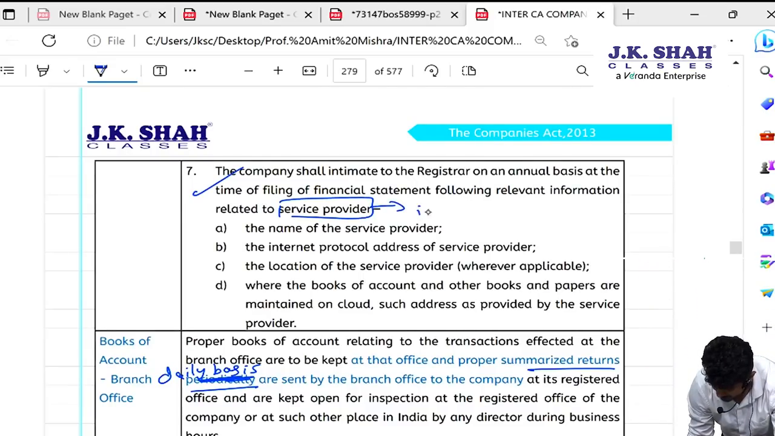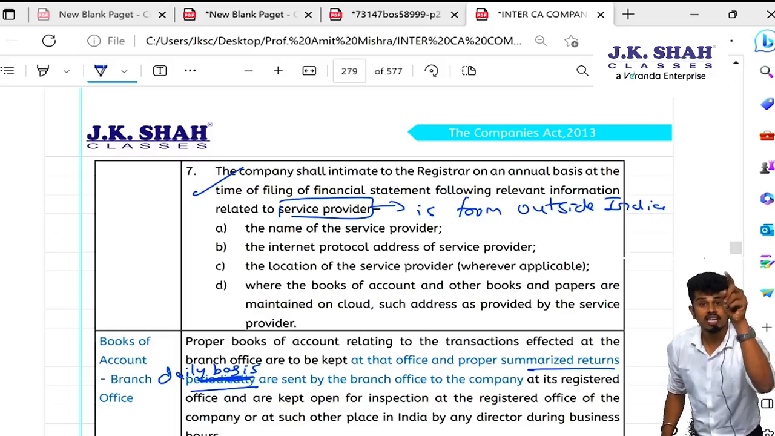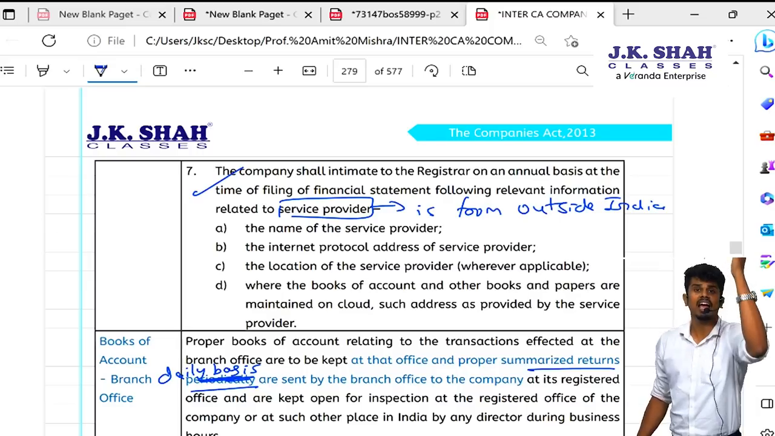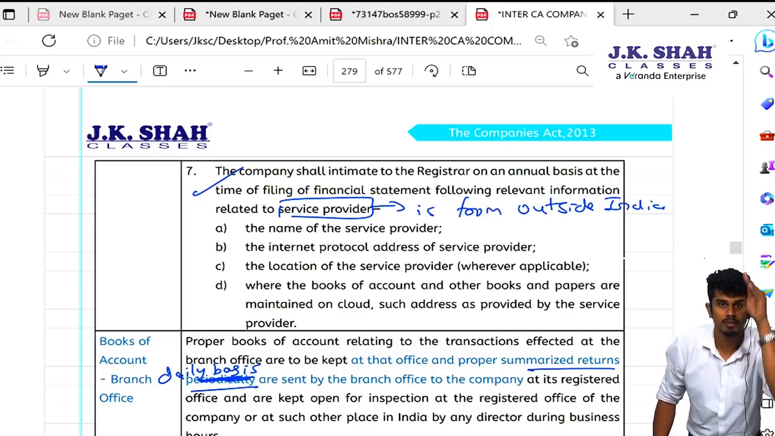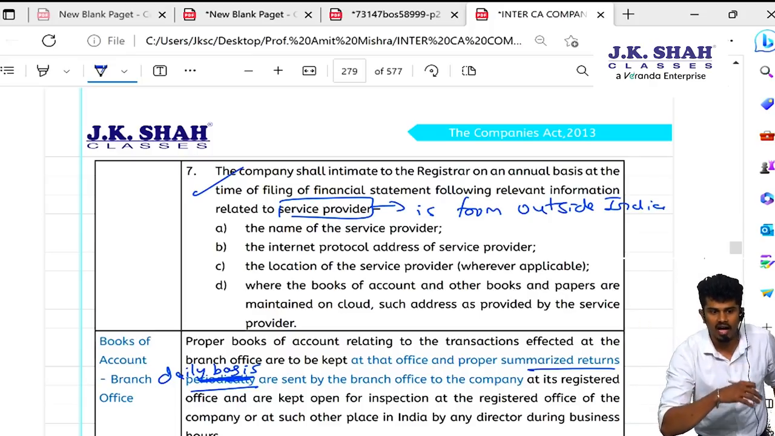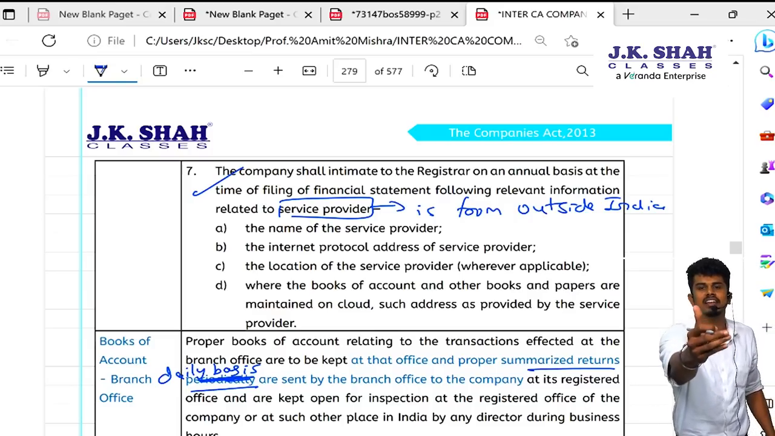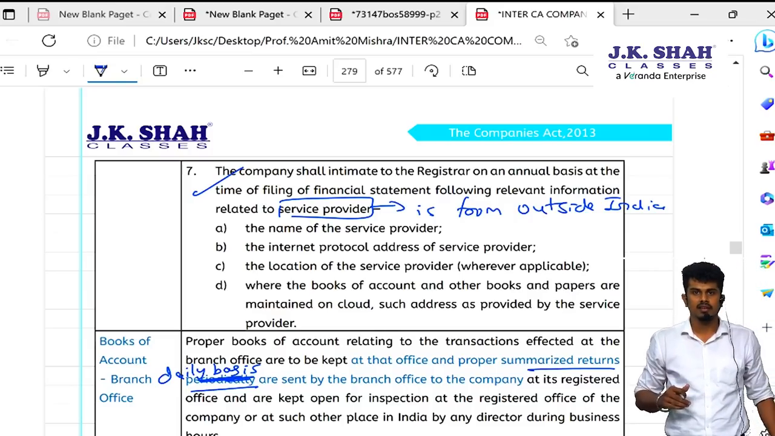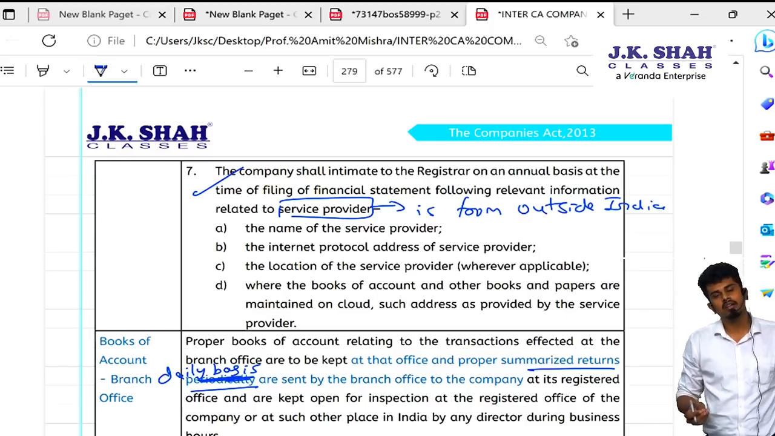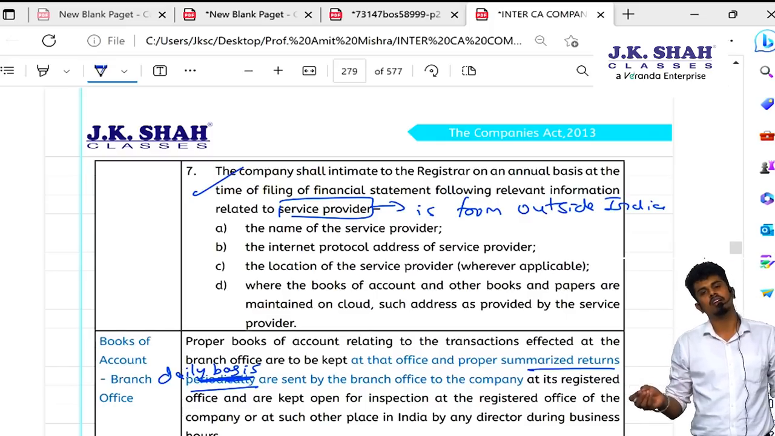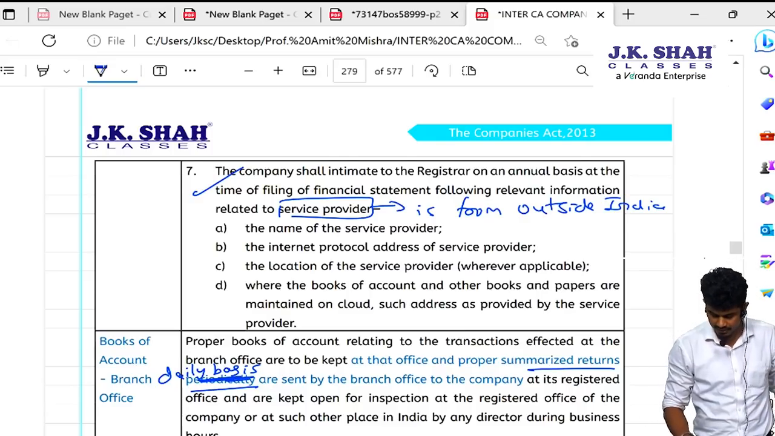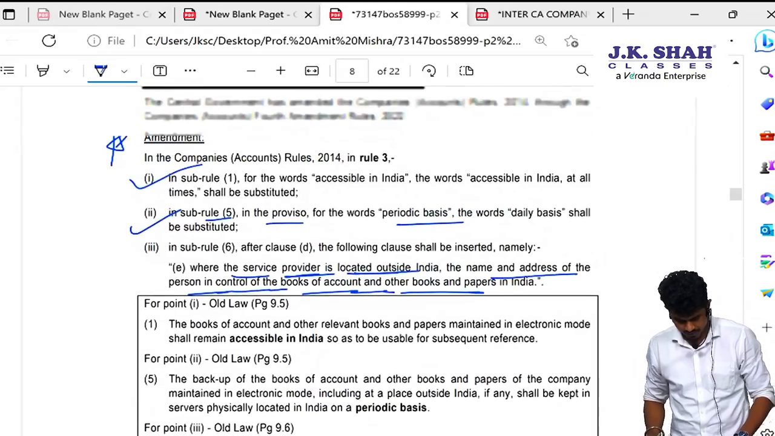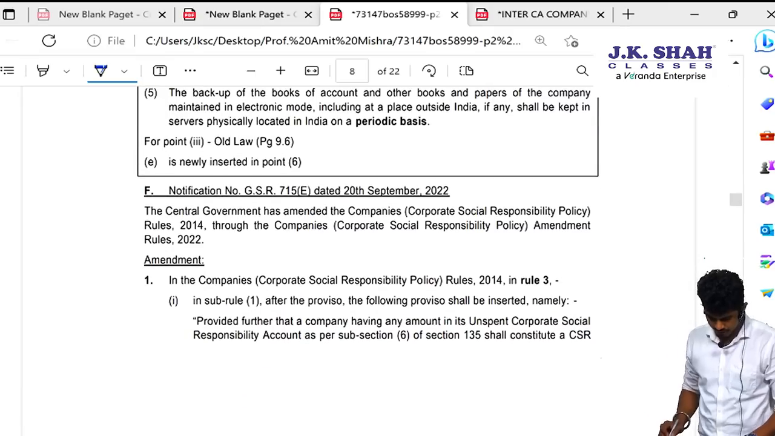So if a service provider is from outside India, the service provider gives us the address of that person who will be in charge in India, so that our government can contact that person in case of any difficulties or discrepancies. So again, one more additional requirement: if a service provider is from a country outside India, they should give the name and address of a person in India who is responsible to maintain everything. Easy? Done? Okay. So this is also done now. Going forward.